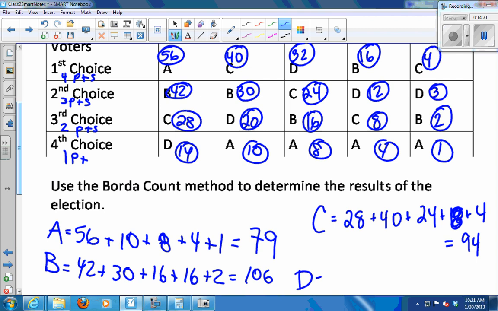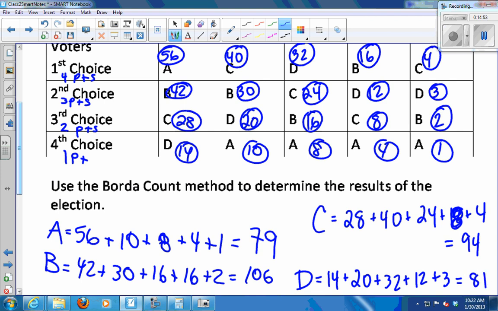And then candidate D, we have 14, 20, 32, 12, and 3. So that's 34, 66, 76, 78, 81.